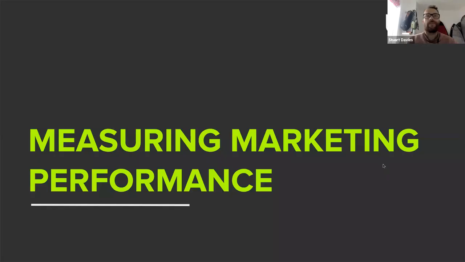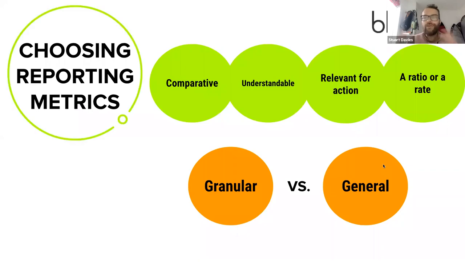Okay, so measuring marketing performance. What we want to do is pick some metrics, something that's comparative. So this month versus last month, this quarter versus last quarter, this year versus last year. It needs to be understandable. It's no use someone coming up with a report that's full of gobbledygook. And it's relevant to action.